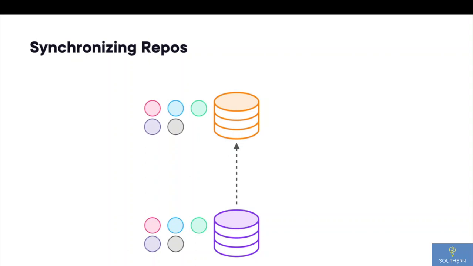Well, okay, it's not quite that simple, because copying the objects around is not enough. Git also has to keep the branches synchronized on the various clones, and that's where things get a bit tricky. Let's see how this works.